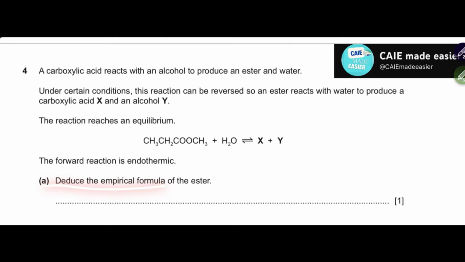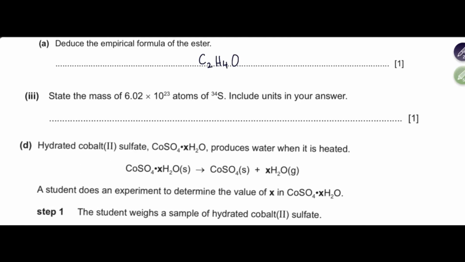Okay? Deduce the empirical formula of this ester. So what is the molecular formula first? We have C, 1, 2, 3, 4, C4. What about H? 1, 2, 3, 4, 5, 6, 7, 8. We have 8 hydrogen. What about oxygen? 1, 2 oxygen. Divide this by 2. So we will get C2H4O.